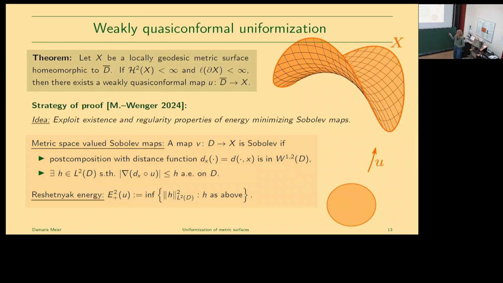Now again, we want to construct an energy minimizer, and the energy that we're looking at here is the Reshetnyak energy. And this we can define by taking all these functions h that satisfy that, and taking the L2 norm and the infimum. So that's a valid notion of energy.